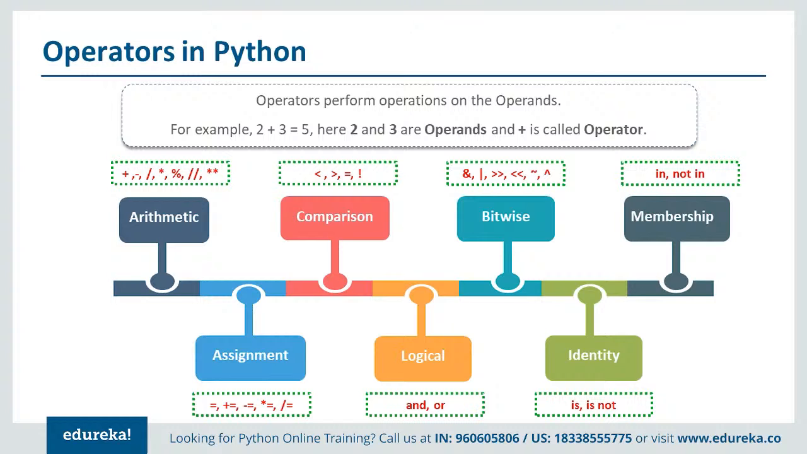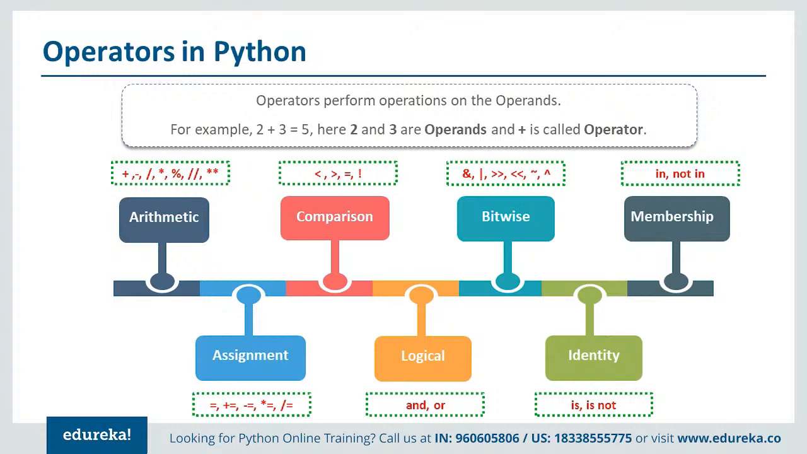There are different kinds of operators available. Let's talk about them. The first one is arithmetic. In arithmetic, we have operators like plus, minus, division, multiplication, and modulo. We have a double star also. Then we have assignment operators, in which we have equals to, double equals to, plus equals to, minus equals to, multiply equals to, and divide equals to. All these are there from the assignment perspective, for how we perform the assignment. Then comparison: greater than, less than, not equal to, and so on. Then logical operators such as and, or are also available.